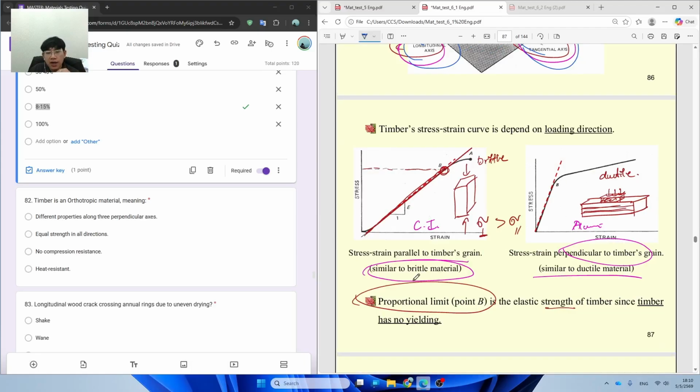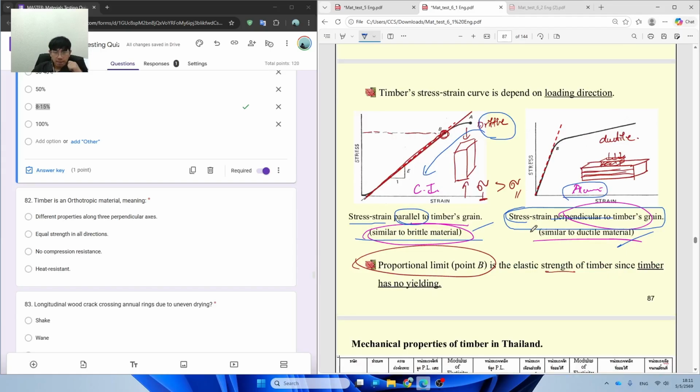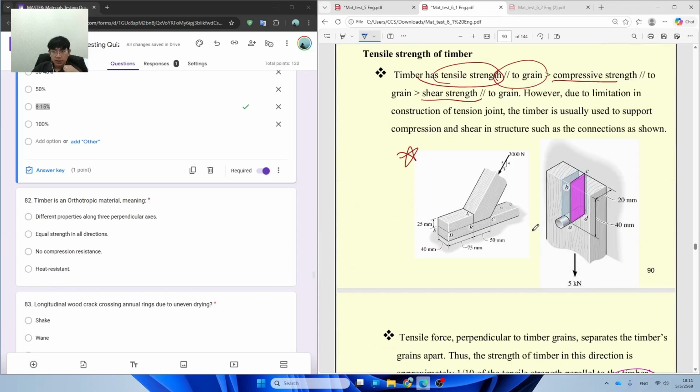And if we look at its behavior according to its grain, for example, if we observe the stress curve parallel to the timber grain, you can see that it behaves as a brittle material similar to cast iron. And if we observe the behavior perpendicular to the timber grain, it behaves similar to aluminum, which is a ductile material. Okay, so please differentiate it.